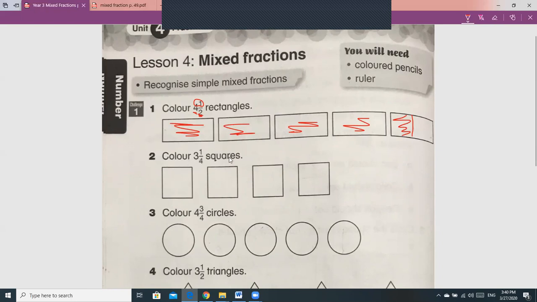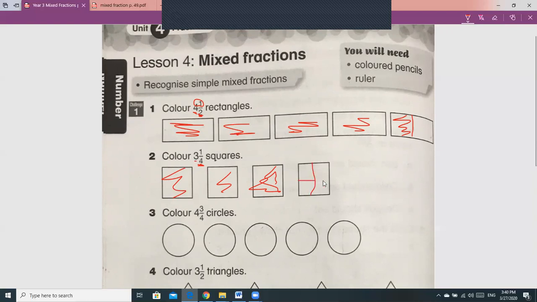Let's do this one. Color 3/4. So first I look at the number. 3, 1, 2, and 3. Colored all of it, colored in a good way. Okay, and then the last one, what do I do? He said to divide it into 4/4.